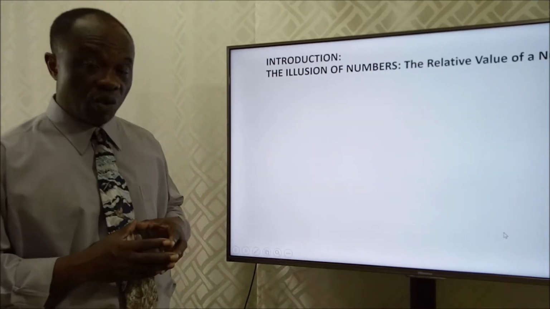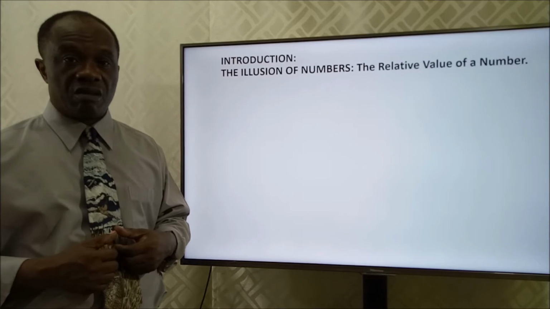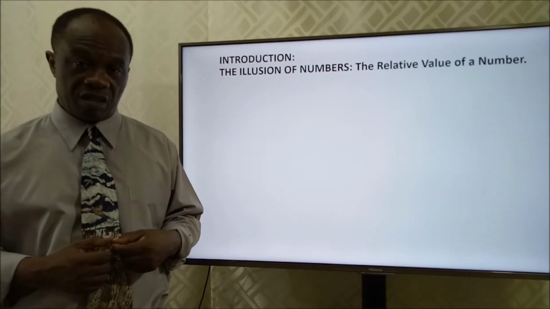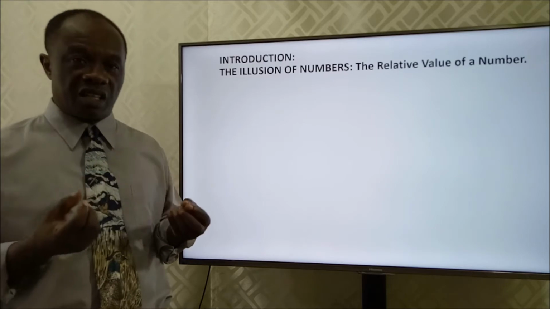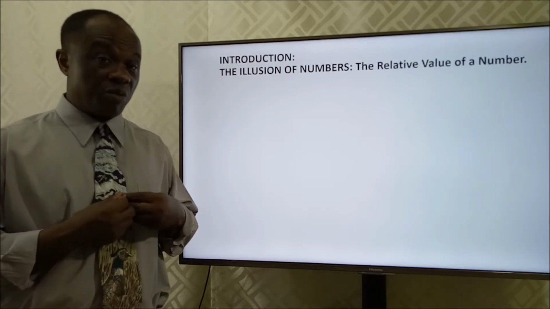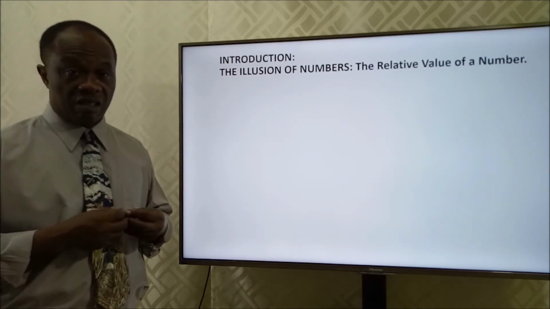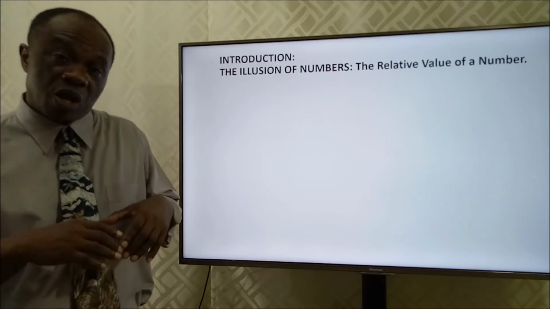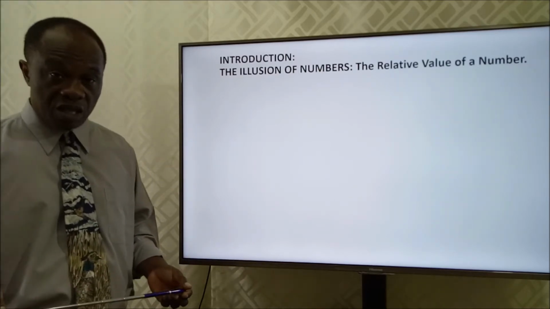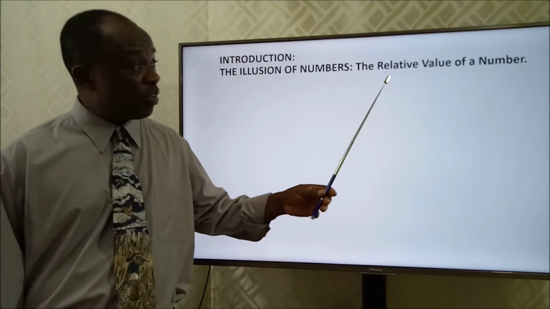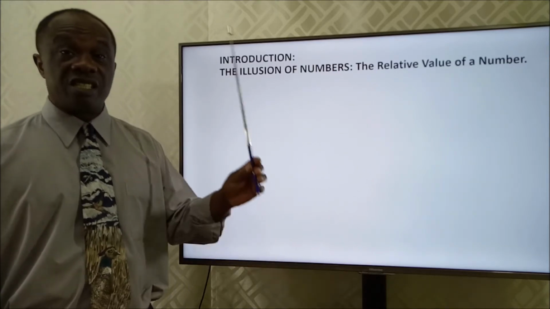As introduction today, we will talk about the illusion of numbers. Einstein talked about the illusion of time because we have a certain way of understanding time. But Einstein came to prove to us that our understanding of time was not right. Therefore, he was able to explain that time was relative. The illusion I'm talking about here when it comes to numbers is about the value of a number. I say the value of a number is relative.